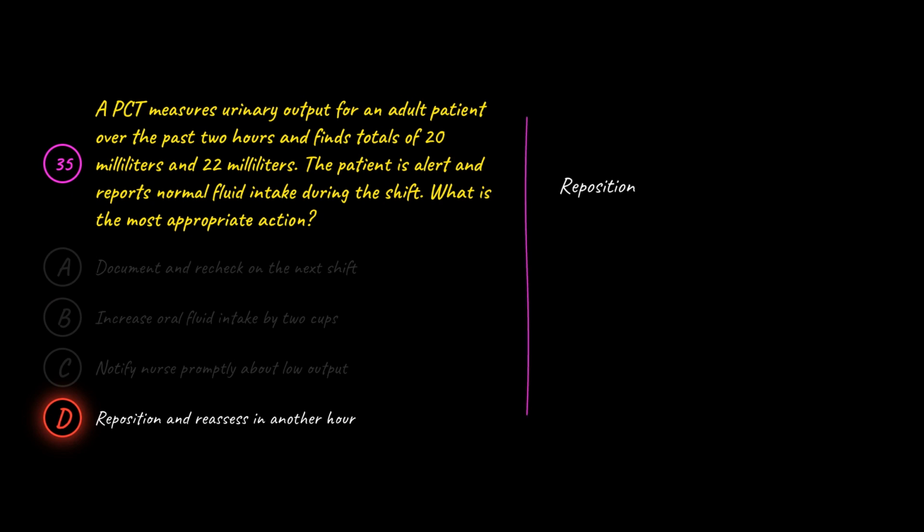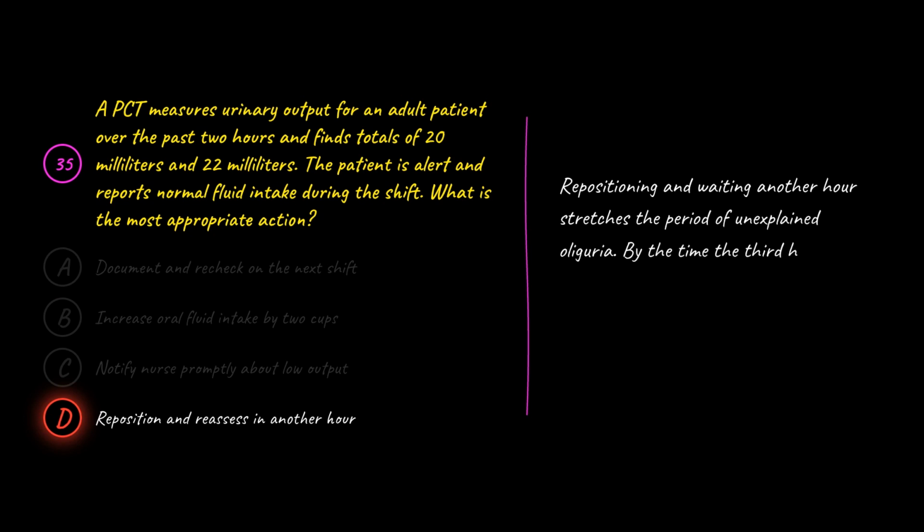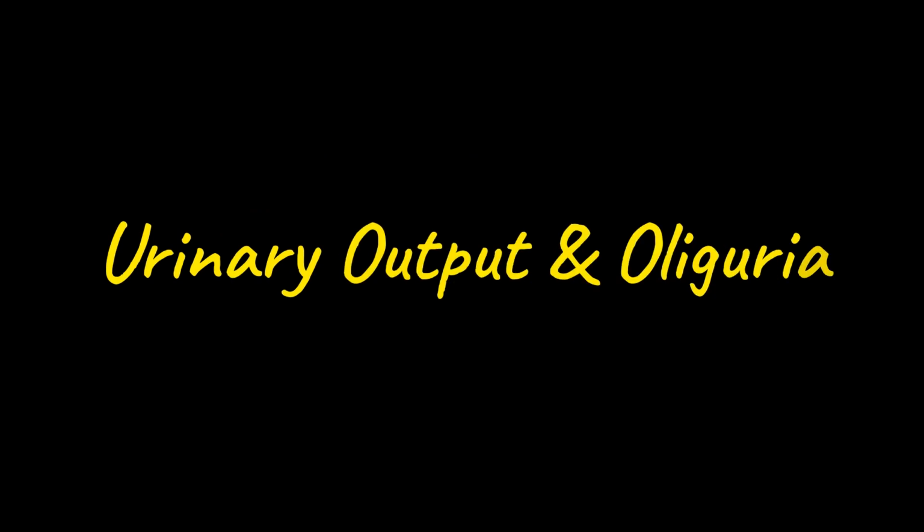D is wrong because repositioning and waiting another hour stretches the period of unexplained oliguria. By the time the 3rd hour ends, 3 hours of low output have passed, and intervention windows for some causes are narrowing further. Monitoring urinary output gives us real-time information about how well the kidneys are being perfused. Because the kidneys receive roughly 20% of cardiac output, a drop in perfusion from any cause shows up quickly as reduced urine production, often before blood pressure or heart rate even change.